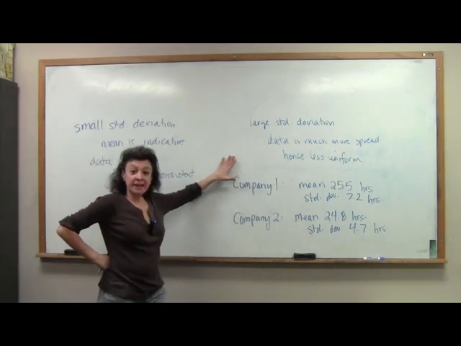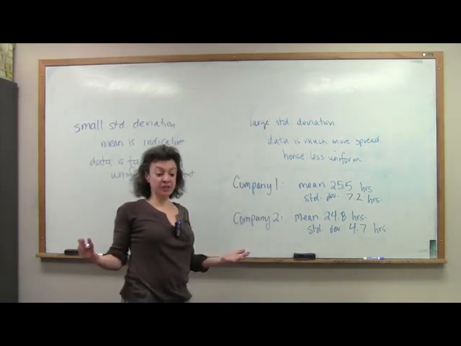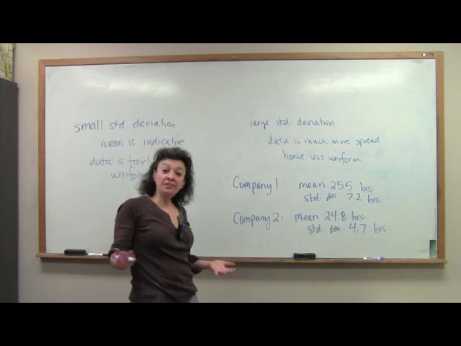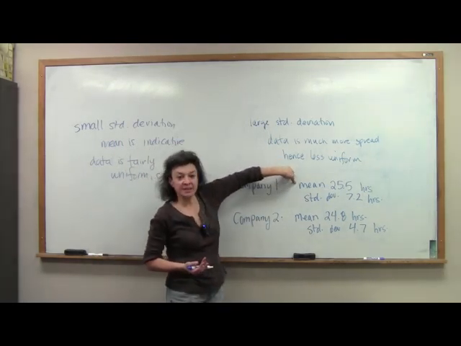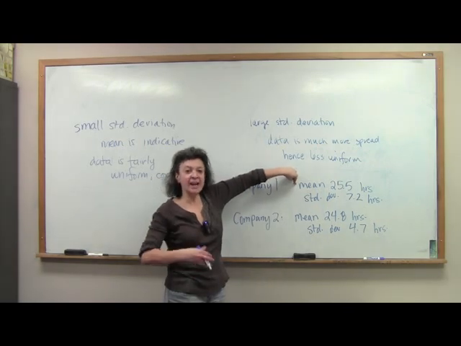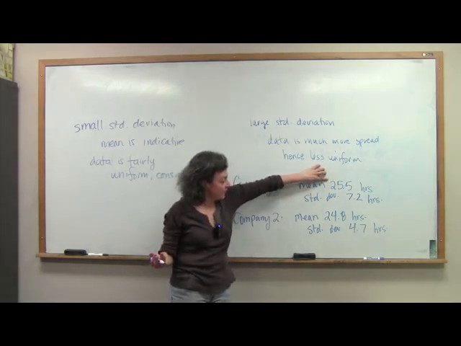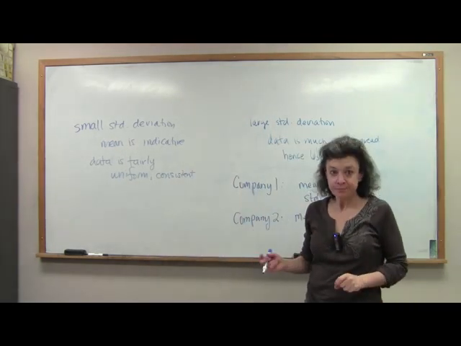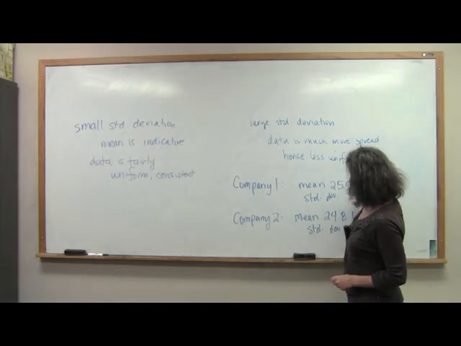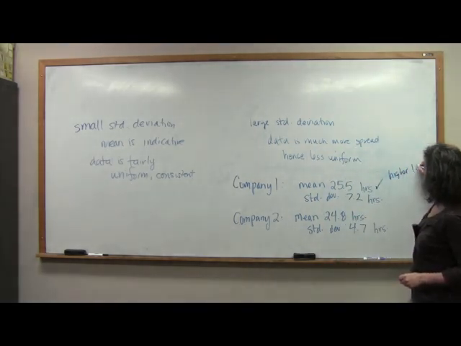Okay? Now, what can we say about these 2 companies and the sample of batteries that we looked at? What we could say is that in terms of which, on average, had a longer life expectancy, company 1's batteries lasted longer, right? They had a higher average life expectancy because 25.5 hours is clearly more than 24.8 hours. Okay, they have the higher mean, so that's the higher life expectancy.